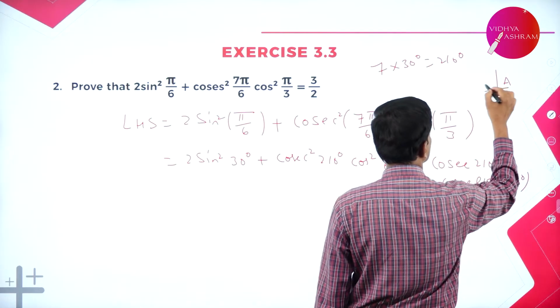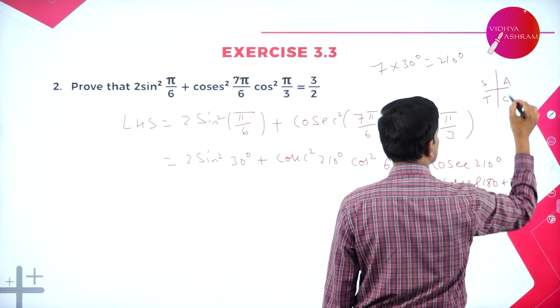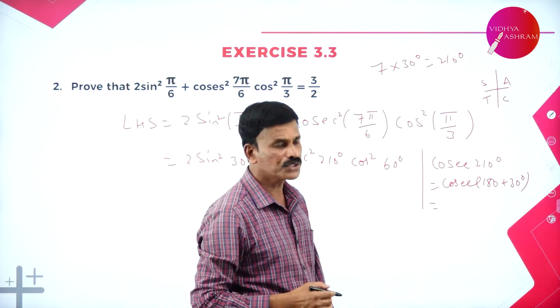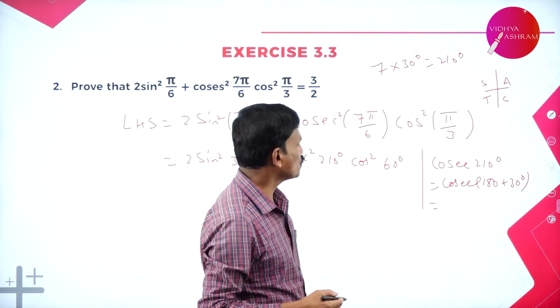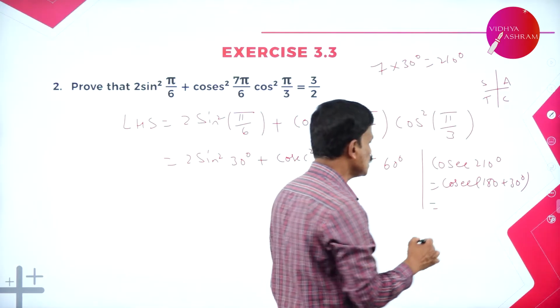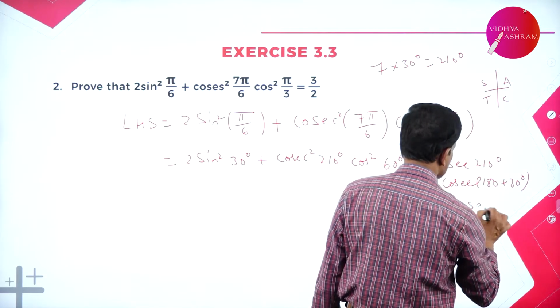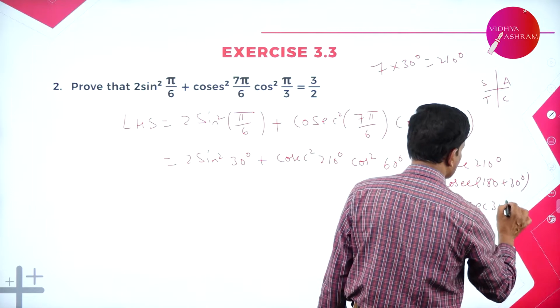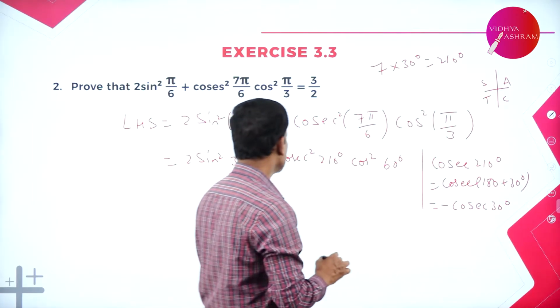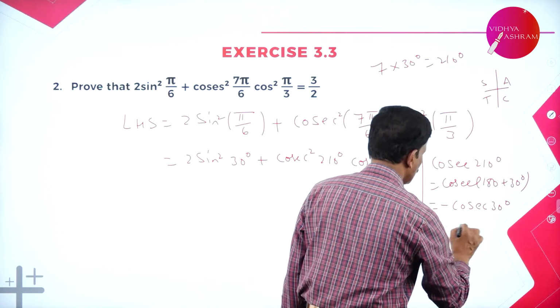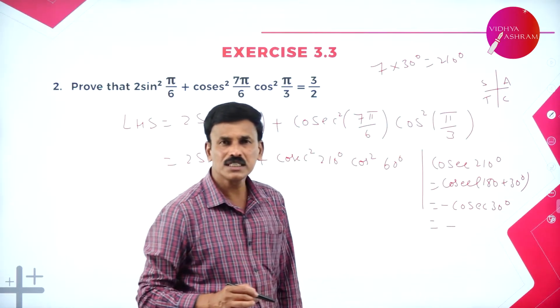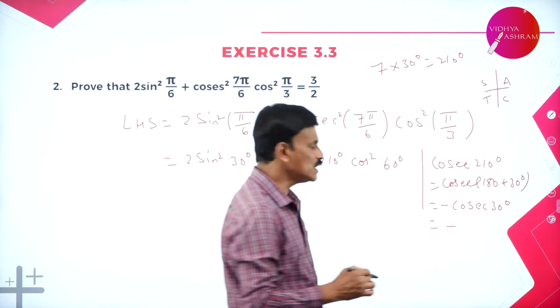All are positive in first, sine is positive in second, tan is positive in third, and cos is positive in the fourth quadrant. So in third quadrant, tan and cot are positive. Therefore cosecant of 180 plus theta is minus cosecant theta. This is minus cosecant of 30 degrees. So what is cosecant of 210? Sine 30 is 1 by 2, cosecant 30 is 2, so it is minus 2.